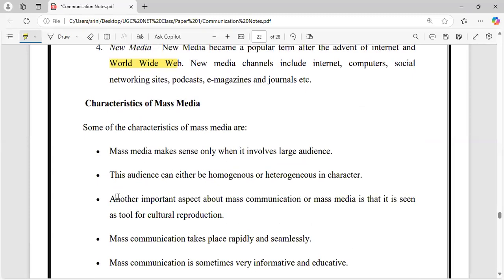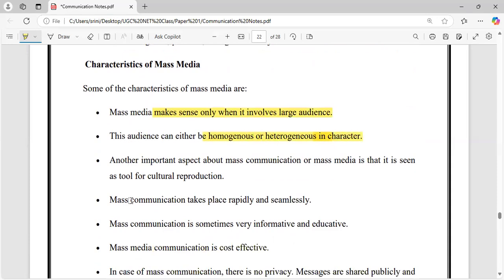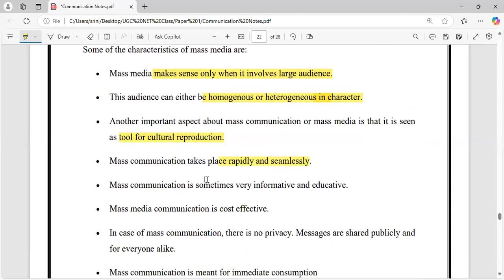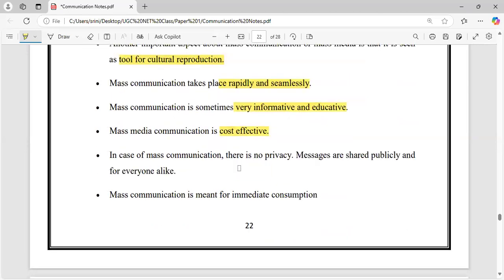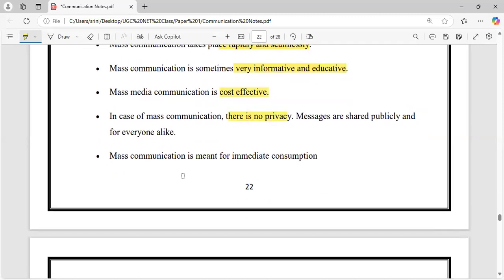The characteristics of mass media: it makes sense only when it involves a large audience. This audience can either be homogeneous or heterogeneous. Another important aspect about communication is that it's seen as a tool for cultural reproduction. It takes place rapidly and seamlessly, sometimes very informative and educative. It may be cost-effective communication. There is no privacy. Messages are shared publicly and for everyone. It's meant for immediate consumption.